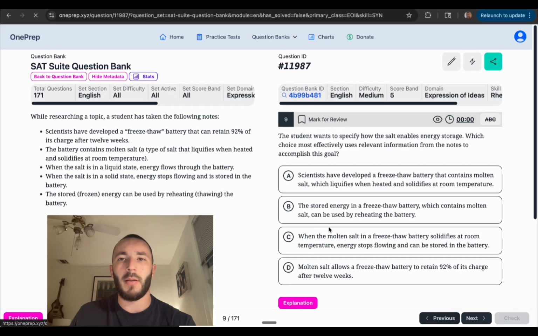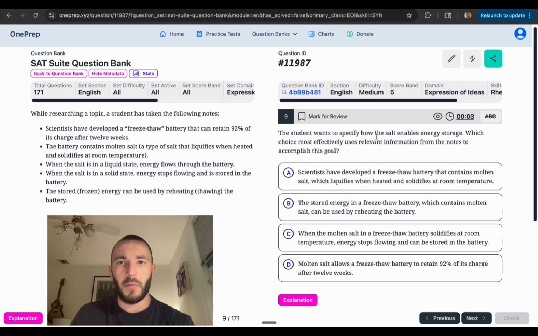Let's just do one more. And okay. The student wants to specify how the salt enables energy storage. Which choice most effective? I don't need to read that. Okay. How salt enables energy storage. So we need some details here. Like how does this happen? Scientists developed a freeze-thaw battery that contains molten salt which liquefies when heated and solidifies at room temperature. Okay, that doesn't mention anything about energy. So that might be something that happens, but where is the connection to energy storage?